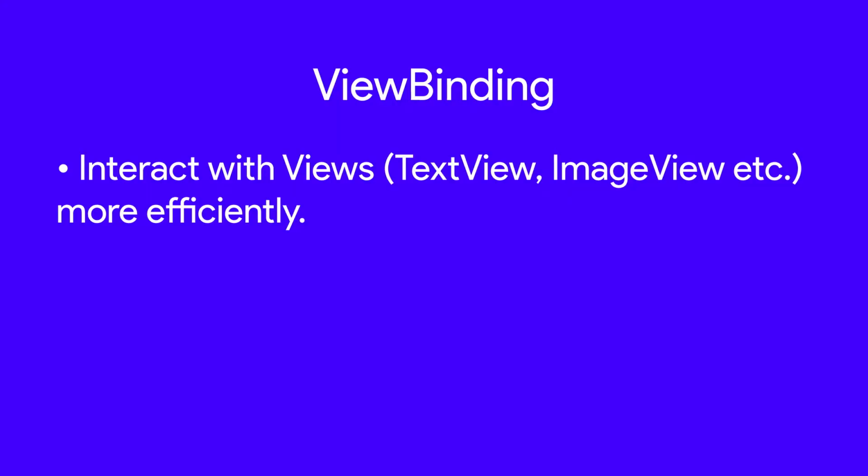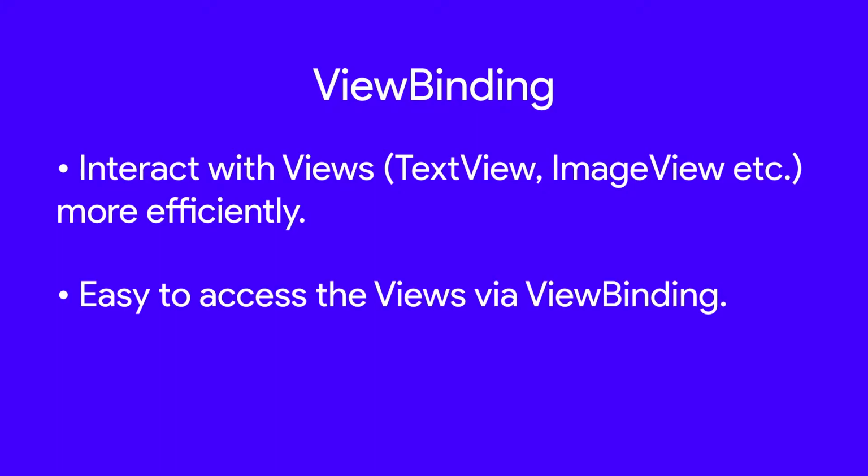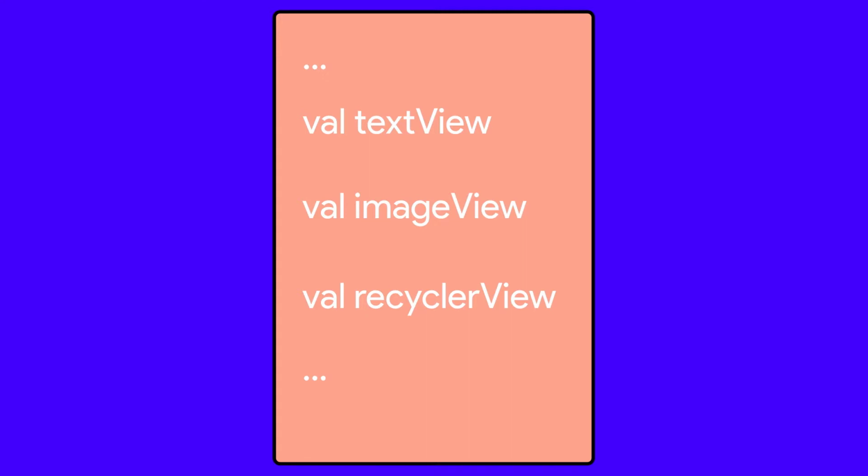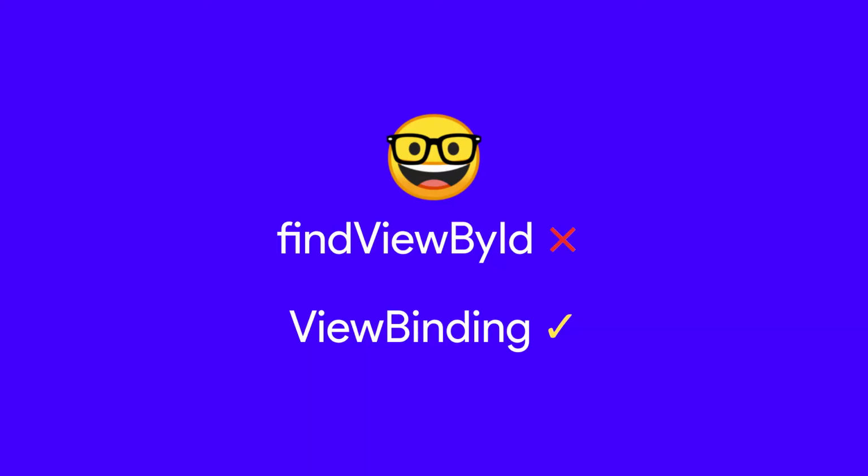ViewBinding library allows us to interact with views more efficiently and easily. Once it is active in an app module, it generates separate binding classes for each layout file in the module. An instance of the binding class contains reference to all the views present in the layout file with a valid ID. So it removes all the boilerplate code of findViewById.